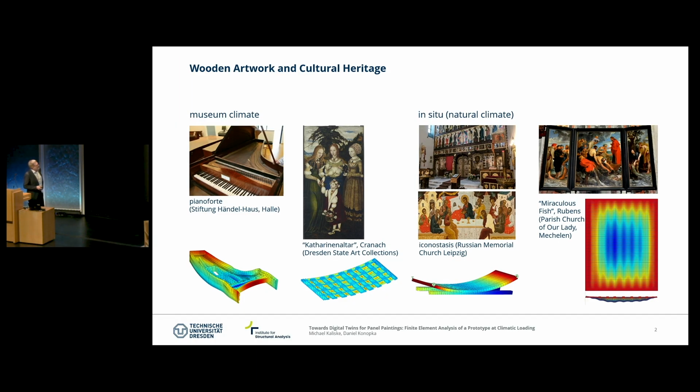In the recent past, we investigated quite a number of wooden cultural heritage objects. Some of them can be seen over here. So we have a pianoforte, which is about 300 years old, which you can find at the Händel House in Halle. We investigated a Cranach painting, 500 years old, or here the icon, one of the icons of the iconostasis at the Russian Memorial Church in Leipzig.